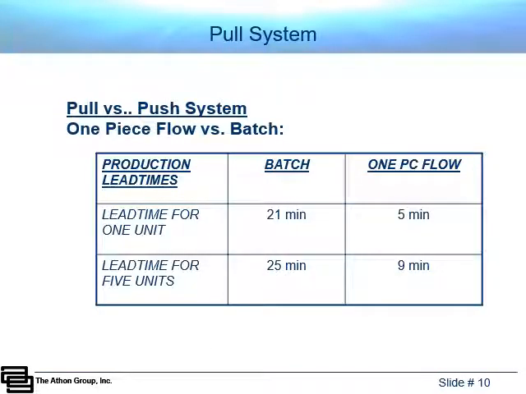So when we talk about push system versus pull system, again, a comparison of those two scenarios we just laid out. The lead time for 1 unit is 21 minutes in a batch operation, yet only 5 minutes in one-piece flow. And the lead time for 5 units is 25 minutes in the batch operation, but only 9 minutes in the one-piece flow. So again, one-piece flow generates a lot of benefits for us, but especially in the lead time and the reduction in inventory. We also get quality improvements and other sorts of collateral benefits.